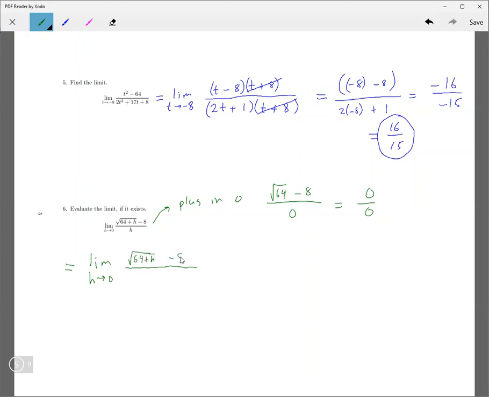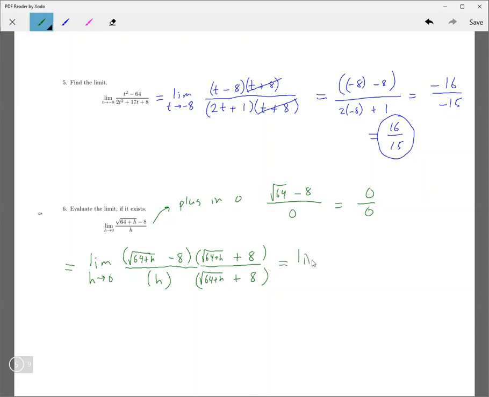You take this expression and multiply by a fancy form of 1, which will be this right here: the square root of 64 plus h plus 8, over the square root of 64 plus h plus 8. This is this divided by itself, so it's 1. You can multiply anything by 1 and you still get the same value.